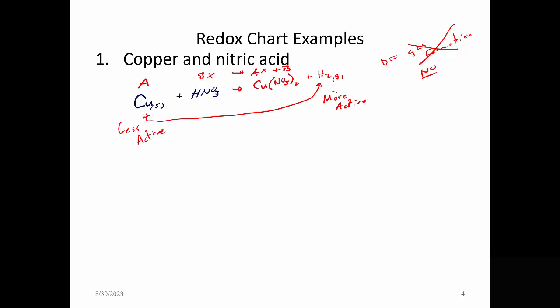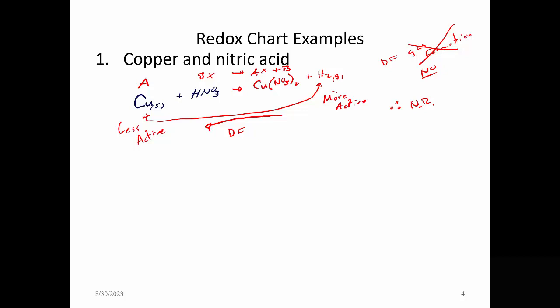Do you see this is uphill? The downhill direction is reverse. The driving force is reverse. Therefore, no reaction, NR. No reaction.